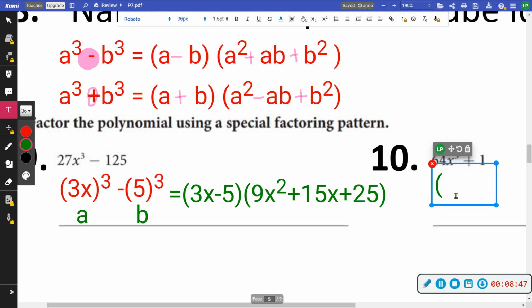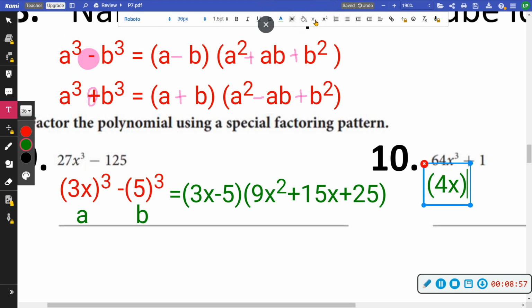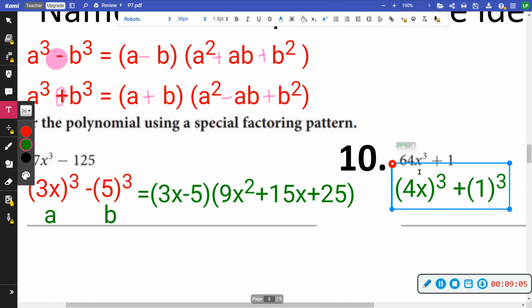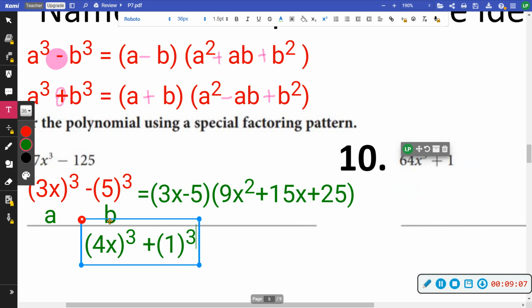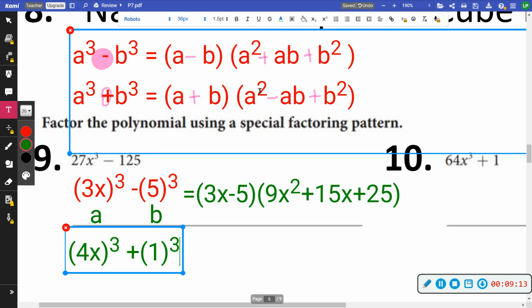64. 4 times 4 times 4 is 64. X times x times x is x to the third. So I get 4x to the third. And a lot of kids forget about this, but 1 times 1 times 1 is 1 to the third. And I'm just going to put this over here and drag it. So A is still 4x, B is 1 in this case. And I'm going to drag it there in a second.